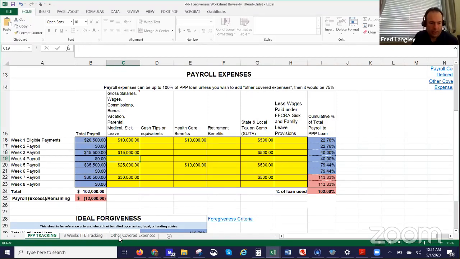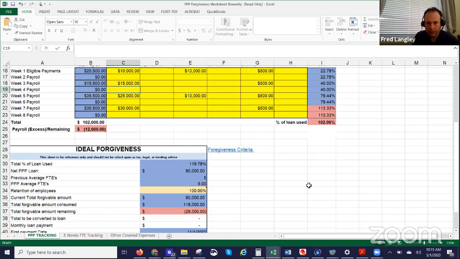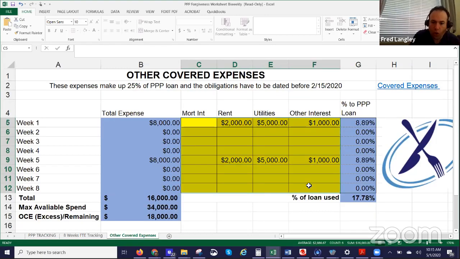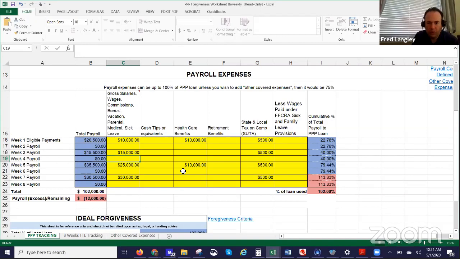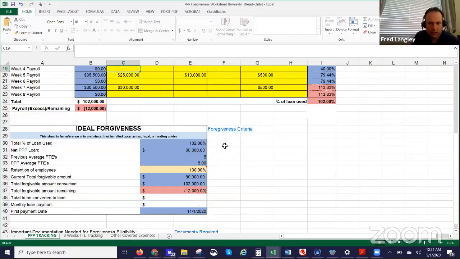When we go, let me actually take out some of these other expenses here. You can only edit the yellow parts so that you don't mess up the spreadsheet. Okay, I'm going to leave that in there. So when we're doing this, let's see, other covered expenses. Okay.